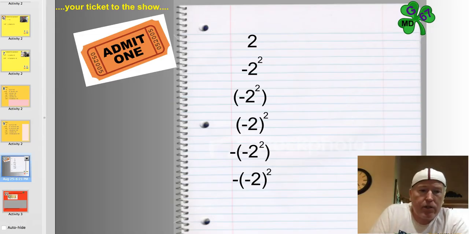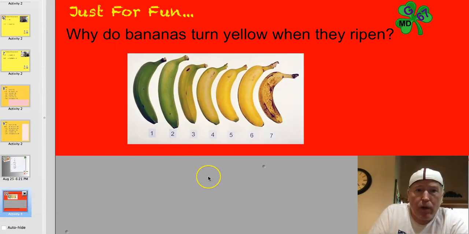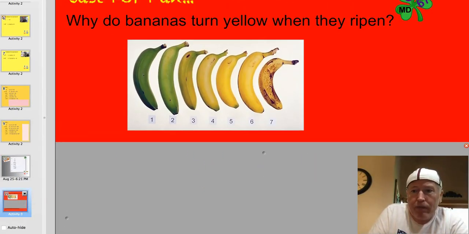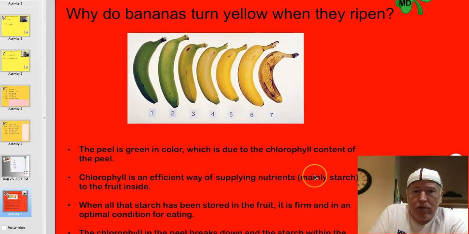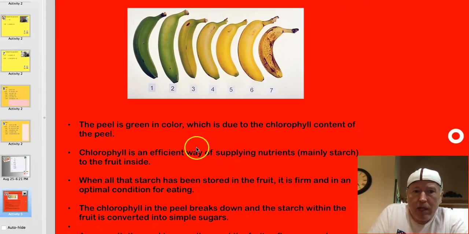All right, time for the ticket to the show, or time for the just for fun question. Why do bananas turn yellow when they ripen? It's a little bit complicated, but I think you can follow it. There's a lot of science involved. The peel on the banana is green in color, which is due to the chlorophyll content of the peel. Chlorophyll is an efficient way of supplying nutrients, mainly starch, to the fruit inside.